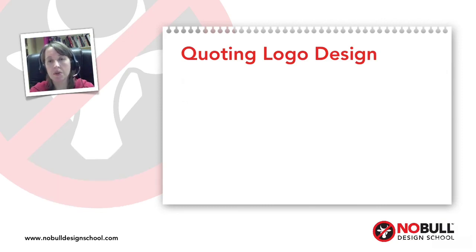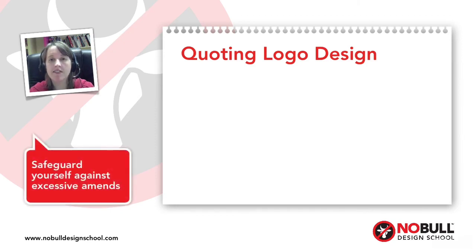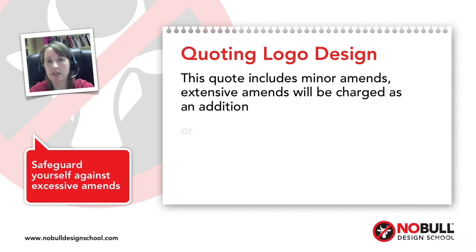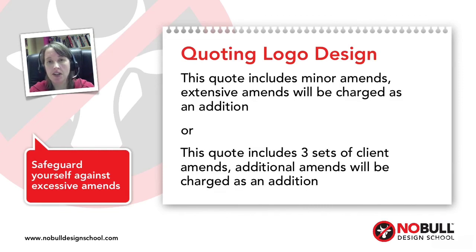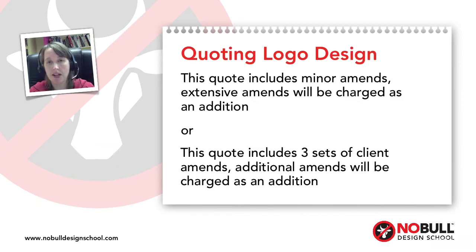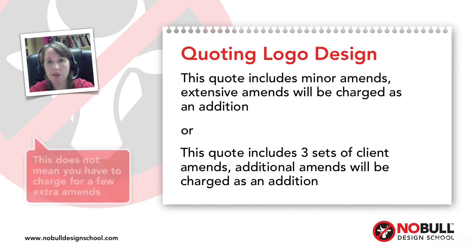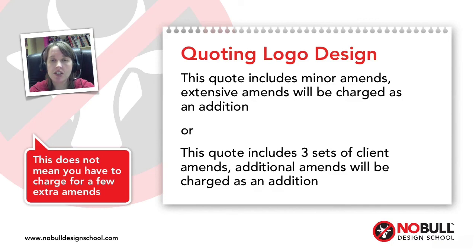Now when you're putting together the quote, you might also want to consider things like safeguarding yourself against a crazy amount of amends. And you can do this just by putting a line saying that the quote you've given includes minor amends, or you could say this quote includes 3 sets of client amends. Now this doesn't mean that if they come back with, say, 4 sets of amends that you're necessarily going to charge them. It just gives you that option should things get a little bit crazy.